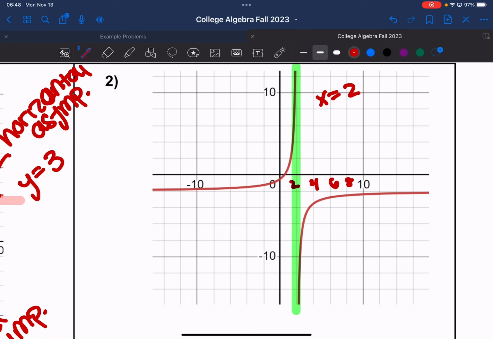Where would our horizontal one be? What equation? Good. Y equals -2.